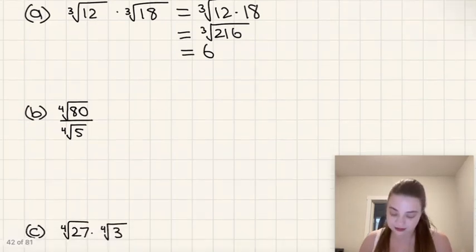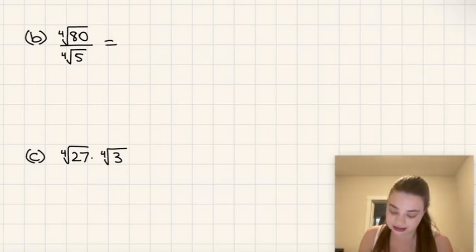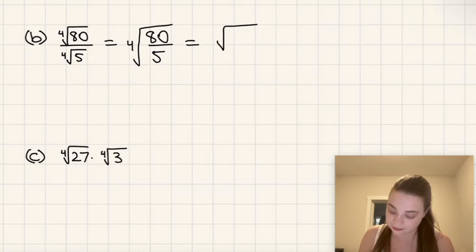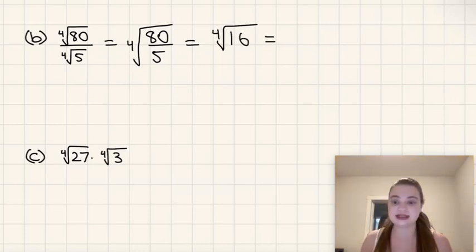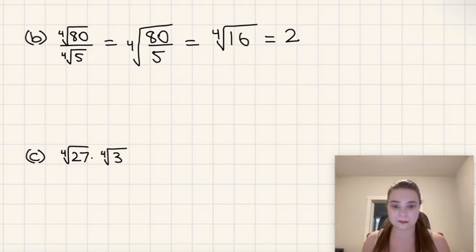All right, here's another one. This one says the quarter root of 80 over quarter root of 5. So based on the quotient property, we can put these all under the same one and say this is the same as saying the quarter root of 80 over 5. Now, what is 80 over 5? 80 over 5 is 16. So this is really just asking for the quarter root of 16. And the quarter root of 16 is 2. So this is really just 2.